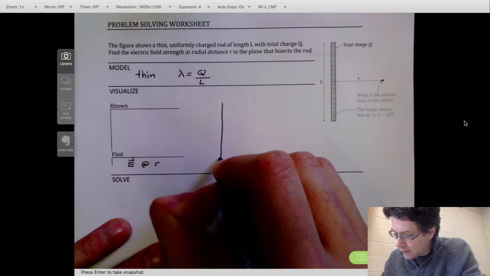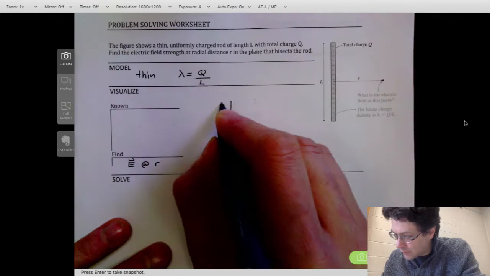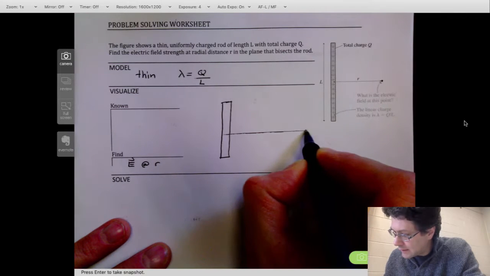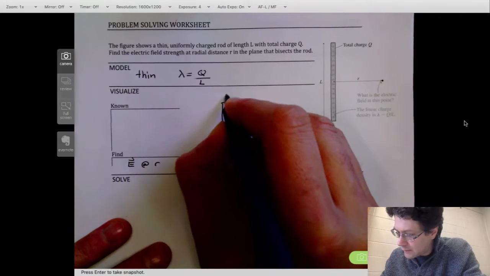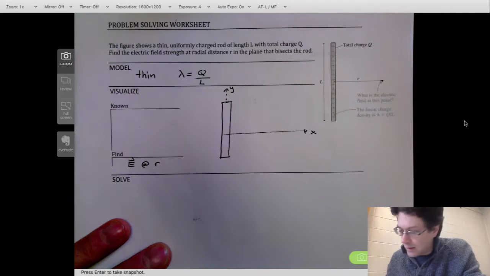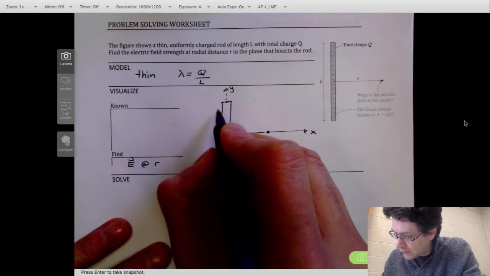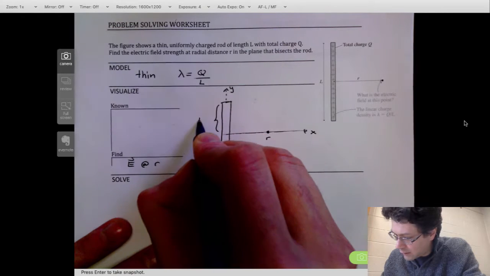So let me redraw this. This is my rod. I'm going to make it pretty thick, but really it is thin. And then this is going to be the X direction. This is going to be the Y direction. And we want to know the electric field at R. I didn't draw this right, but this is L over 2. So this is right in the middle.